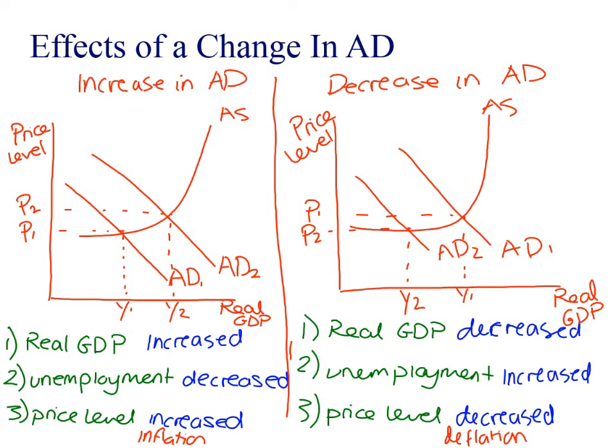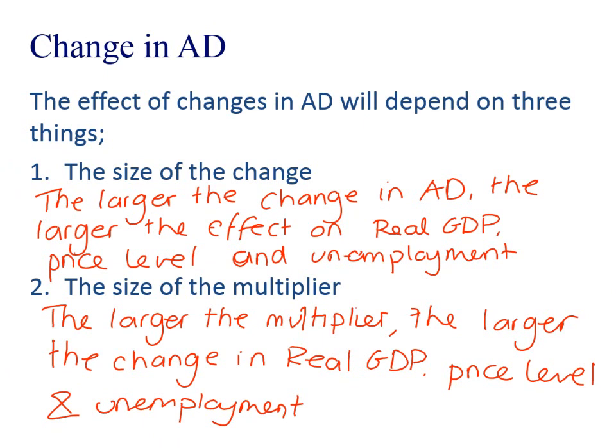So what happens when we have an increase in AD? Well, we can see from the diagram, real GDP should increase as long as there's spare capacity in the economy. Unemployment should decrease because we need more workers to produce that additional output. And the price level we can see here has increased, and that means we've got some inflation. The opposite happens if there's a decrease in AD, so real GDP has decreased, unemployment has increased, and the price level has decreased. So deflation, or more likely a bit of disinflation in the economy.